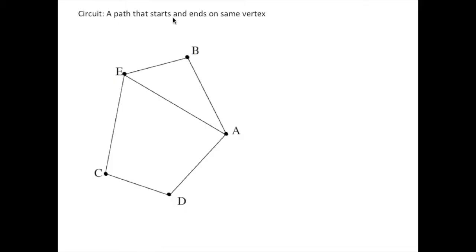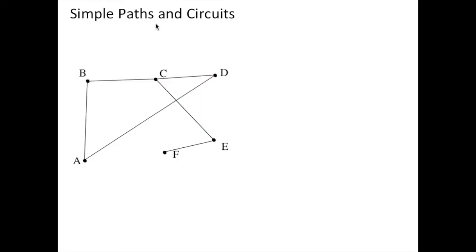Circuit: a path that starts and ends on the same vertex. A to B to E to B to A, that's a circuit. Doesn't matter what you do in between as long as you begin and end at the same vertex, it's a circuit. D to C to E to B to E, and then back to A, and then back to D, that's a circuit because we started at D and we ended on D, so it's a circuit.